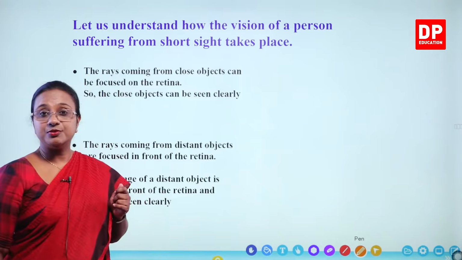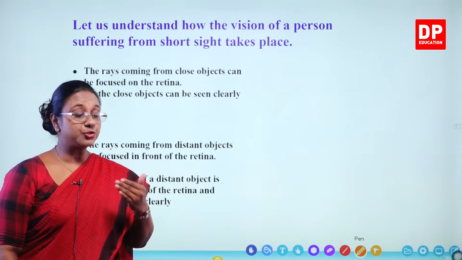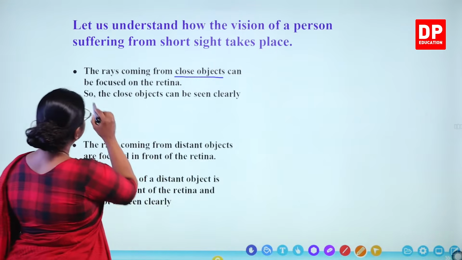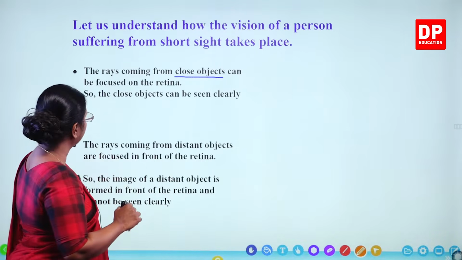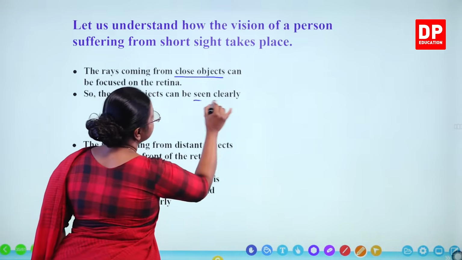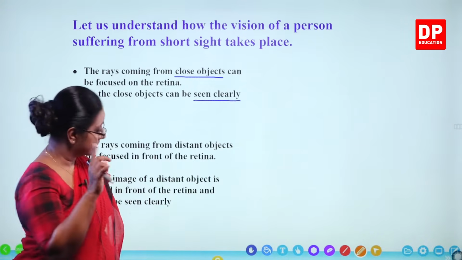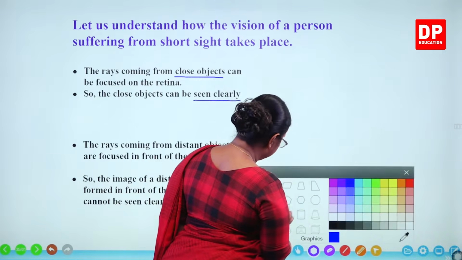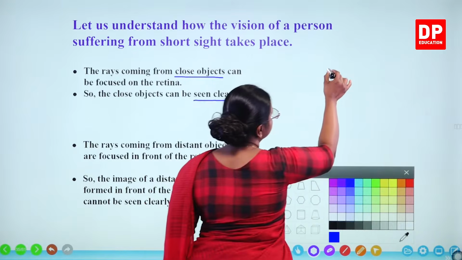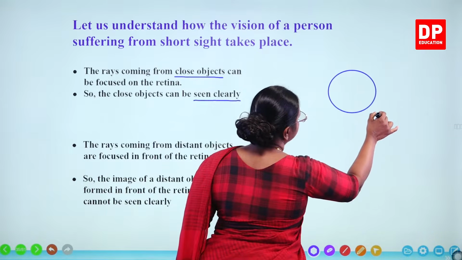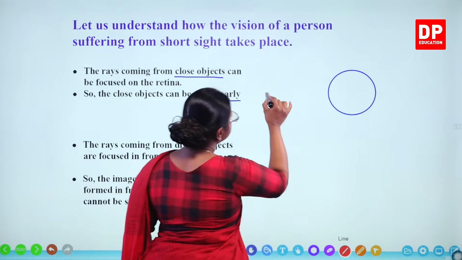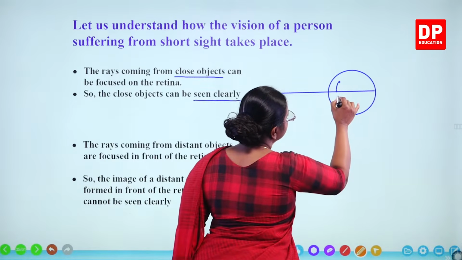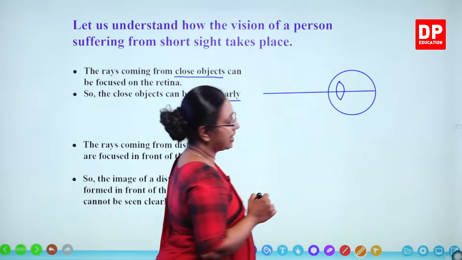So as you already know, students, you can see the close objects clearly. The rays coming from close objects can be focused on the retina. So the close objects can be seen clearly. That is the normal healthy eye. So here if we look at how that happens, if this is the eyeball and I will draw the lens there.